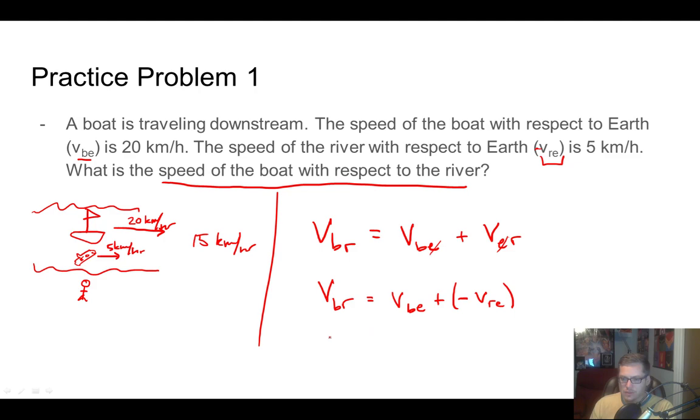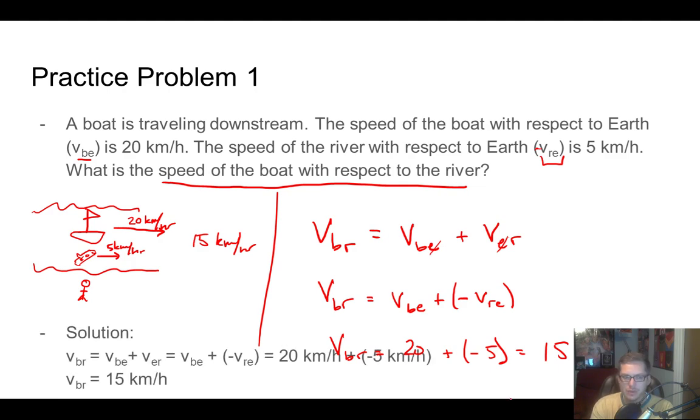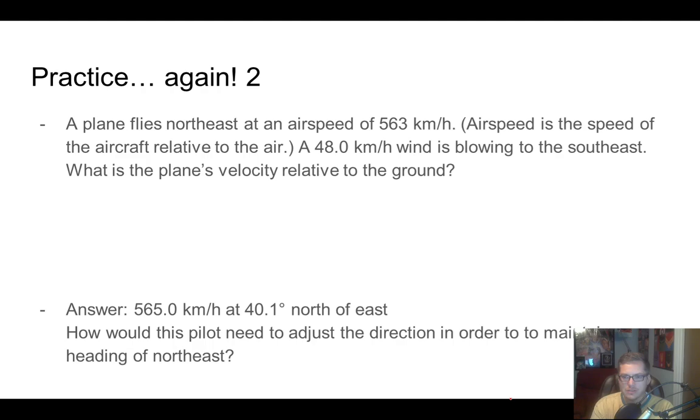So the velocity of our boat with respect to the river is equal to VBE, which was 20 kilometers per hour, so 20 plus a negative 5. That also gets us 15 kilometers per hour. So that's the tricky way to do it. Okay, let's do another one here. Oh, and they got the exact same answer. Thank goodness.